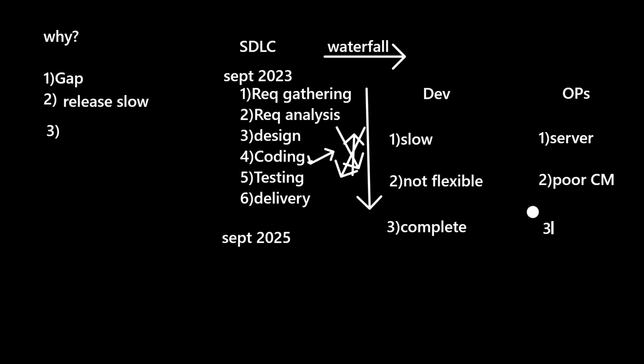Also, poor monitoring. You need a monitoring tool. You can't monitor the infrastructure manually. Let's say you have 100 servers. You can't monitor their health, CPU, resource utilization manually. You need some tools in place. So these were all the challenges posed by the waterfall methodology. How to overcome these challenges?